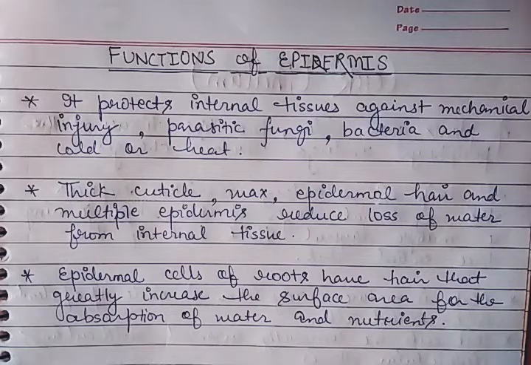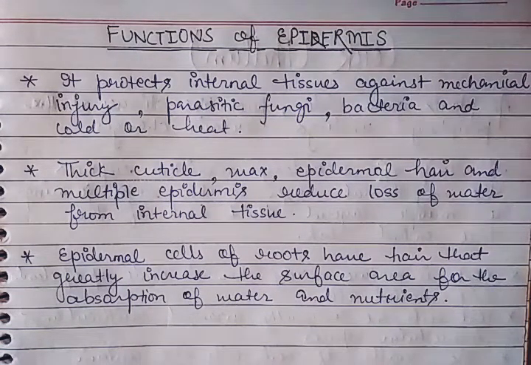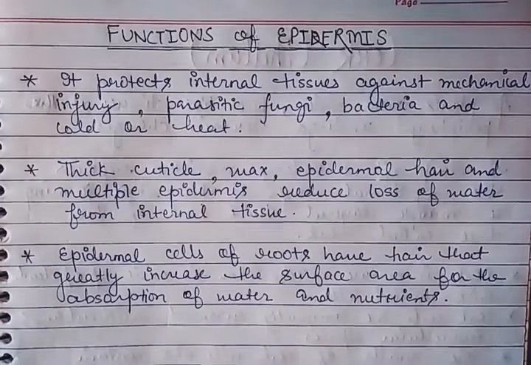The main function of the epidermis is to protect the plant's body against any mechanical injury or water loss and any invasion of pathogens in the plant's body, and from the environmental conditions also, like cold and heat. So this is all about the epidermis. Now we will discuss the next protective tissue, and that is cork.